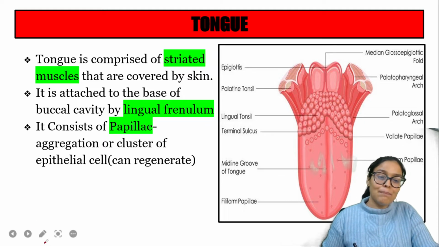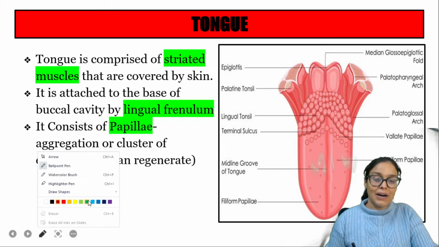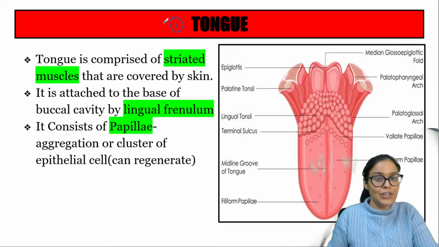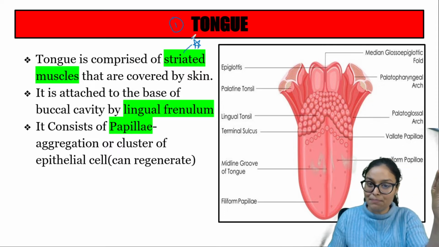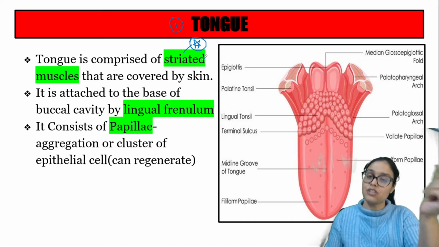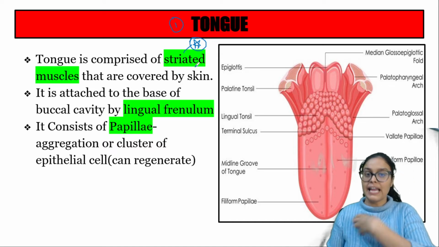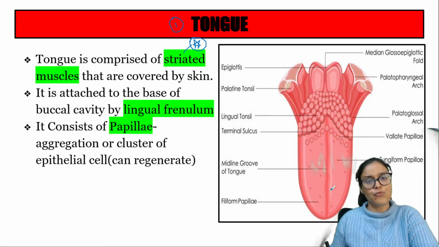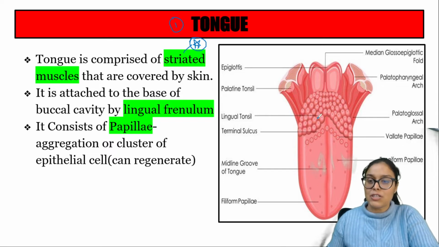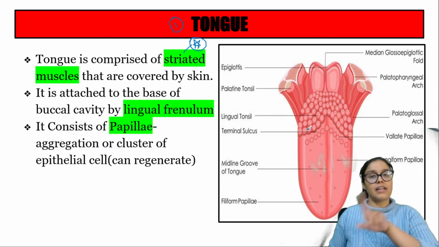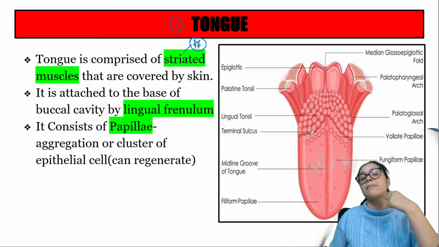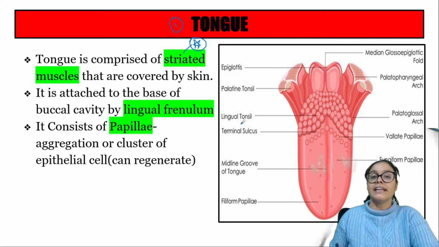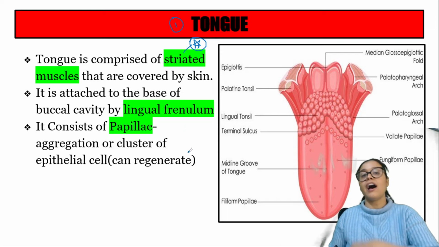This is all about the buccal cavity, and we know the buccal cavity has the tongue. The tongue is made up of striated muscle, meaning skeletal muscle, which is in our control, and it is covered with skin, we know it, right? If we talk about the tongue, obviously the anterior part is free, but the posterior part, the back part, is basically attached to the hyoid bone, right?